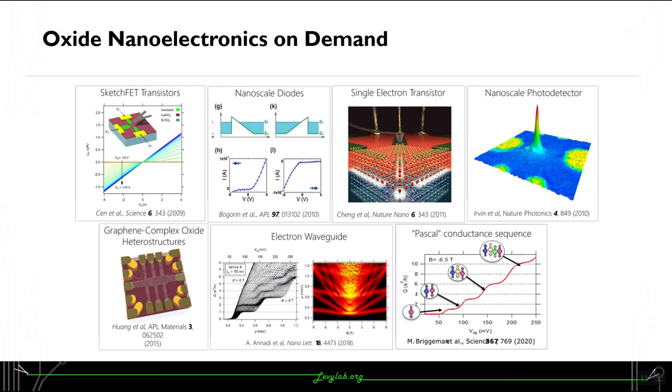Over the years and using this technique, it was possible to create a variety of interesting nano-electronic devices, including field effect transistors, photodetectors, and also working with other materials like monolayer graphene, and we were able to explore and discover many interesting physical phenomena.